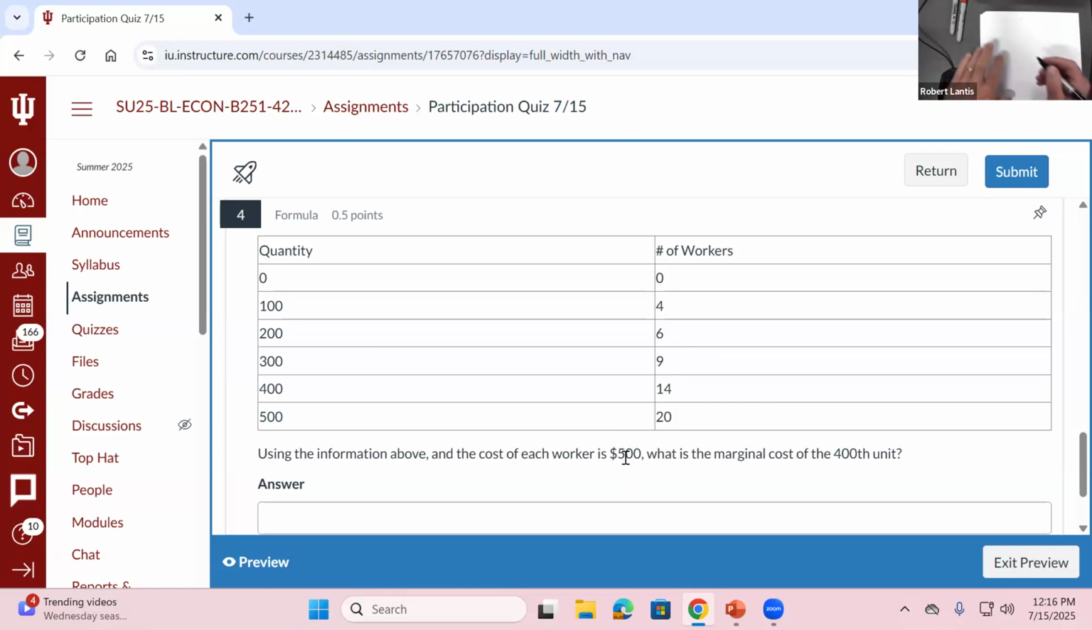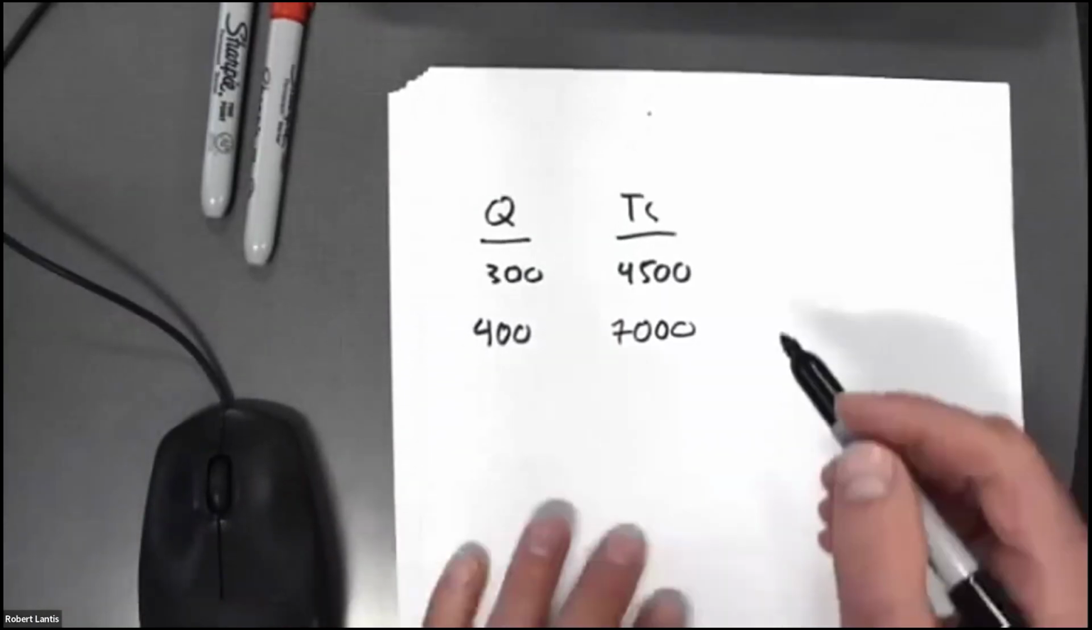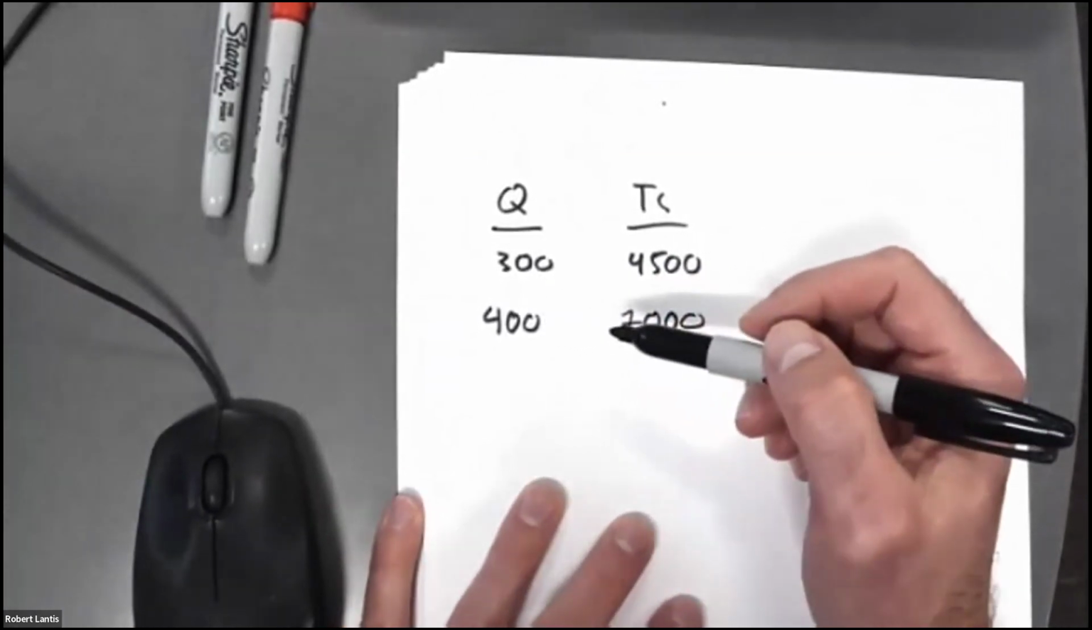So I'm going to write that down and we'll switch over to the dot cam in a second. So at the quantity of 300, our total cost was 4,500. That was simply the number of workers we hired times how much each worker cost us. If I want to go to the point of 400 units of output, I've got to hire 14 workers, right? So now what is my total cost? So 14 times 500, if I'm doing the math in my head correctly, should be a total cost of $7,000, right?